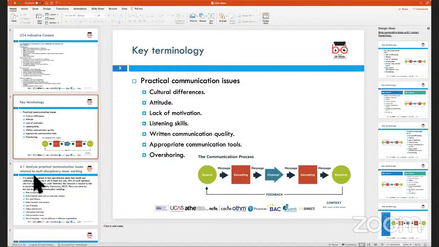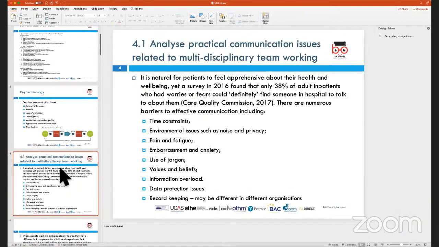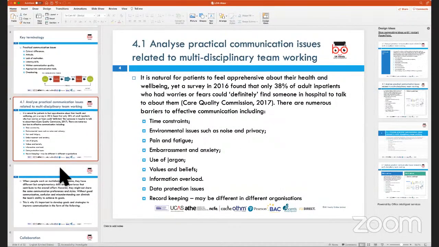Now we look at them in a bit more detail. So that leads us nicely into the first assessment criteria. The first one talks about analyzing practical communication issues related to MDT, or multidisciplinary teams working. So here, some of the bits that we discussed earlier, we need to now drill into a bit more detail and contextualize them specifically for the health and social care sector.